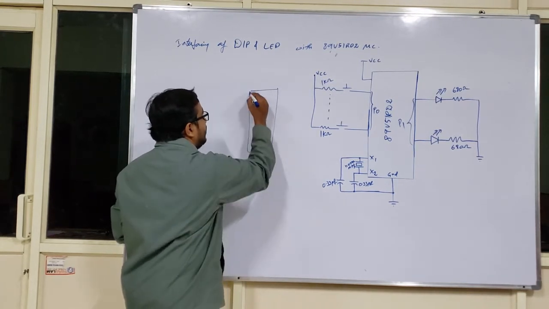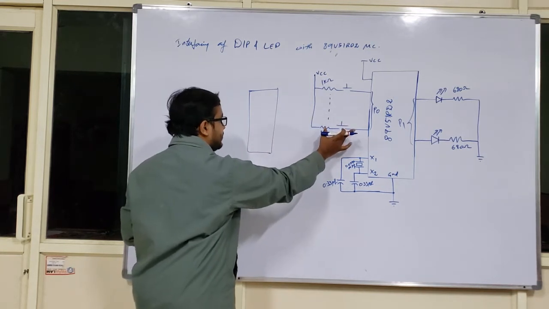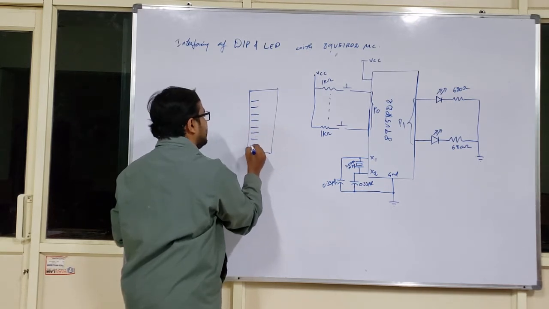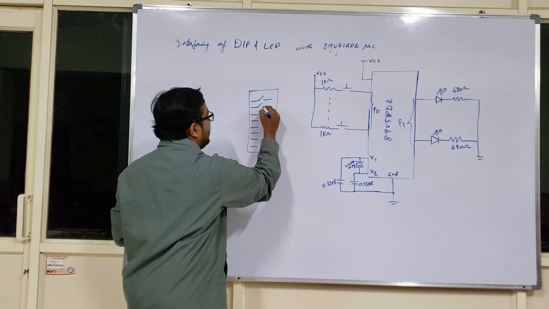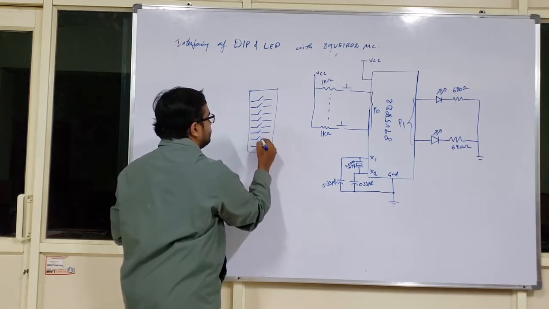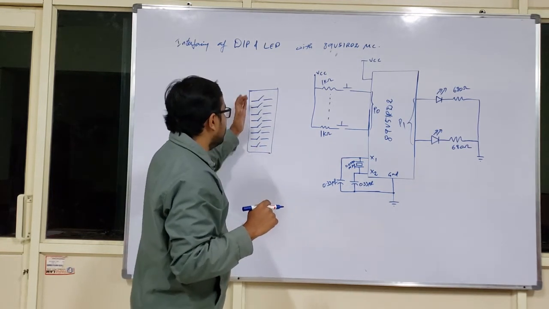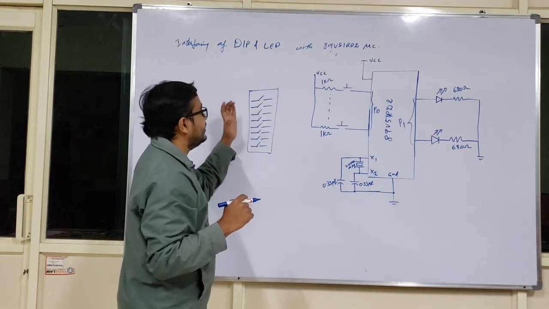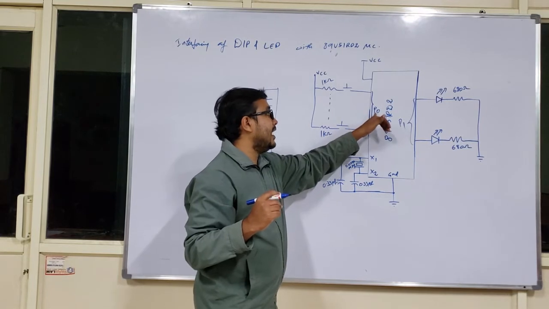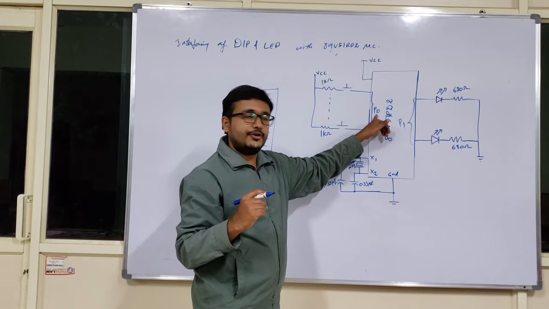The DIP switch I have drawn here, you can represent in this manner, or you can also represent the dual input switch in this manner. Either of the representations is acceptable. So these 8 pins, or the 8 switches inside your DIP switch, are hardware interfaced with port P0 of your 8051 microcontroller.